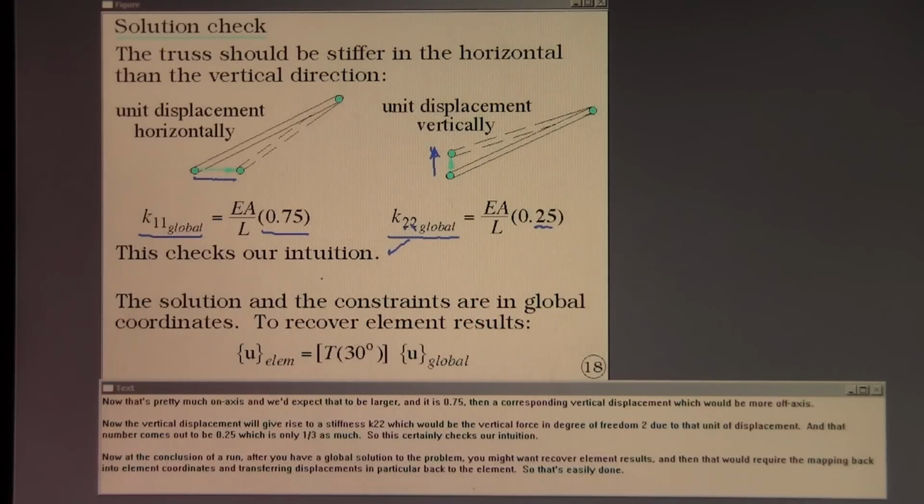Now, at the conclusion of a run, after you have a global solution to the problem, you might want to recover element results, and then that would require the mapping back into element coordinates and transferring displacements in particular back to the element. So that's easily done.